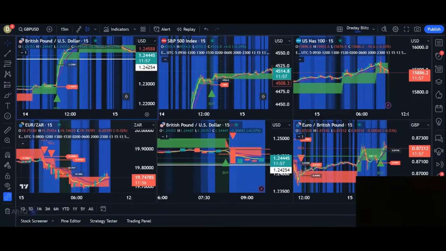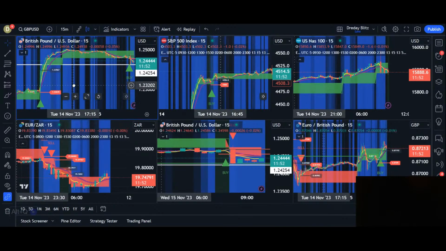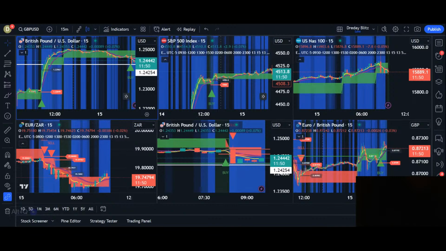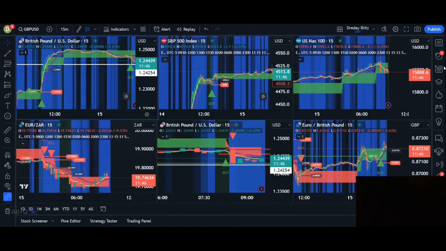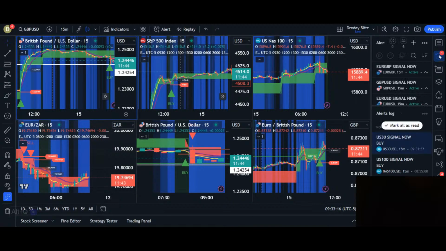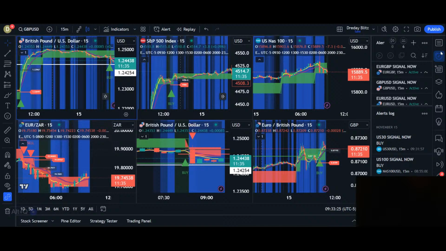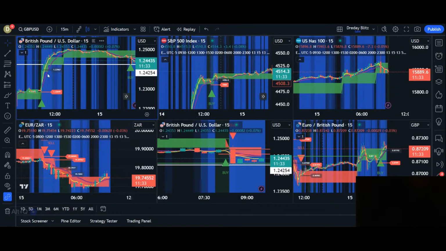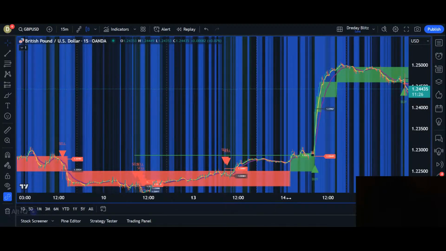So, let's look at the market and see exactly. I know that we had a signal that just came in a few seconds before I went live. So, we have US 30 buy. Okay, so let's look at US 30. Just gonna remove that line.